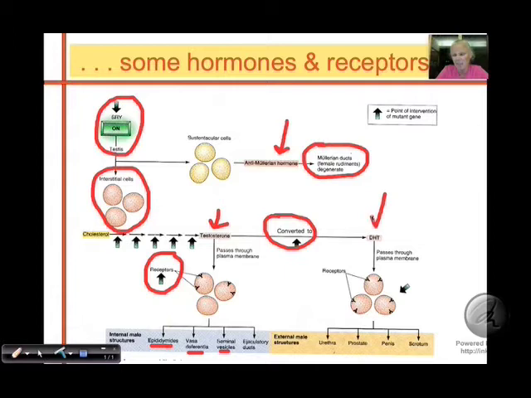Then testosterone gets converted to another hormone. It's called DHT for short. Similar to testosterone, but it's a little bit different. And it primarily, again via receptors, is responsible for the external structures: the penis, the scrotal sac, a little bit of the inside, but mostly the external structures. Testosterone for the inside, DHT for the outside, all being mediated through receptors.